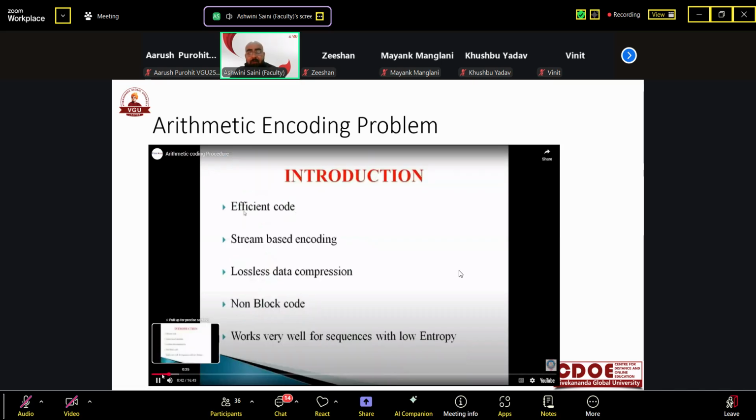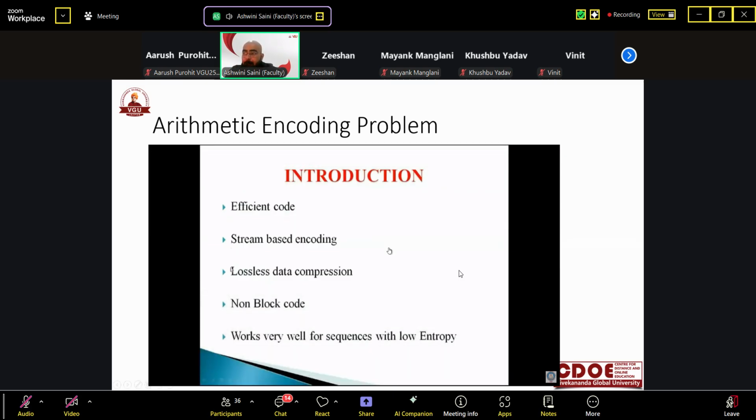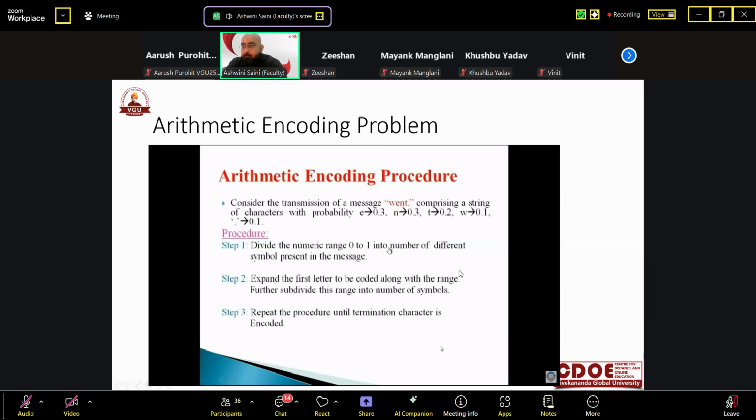In order to overcome this drawback, we are going for arithmetic coding. Arithmetic coding is a string-based encoding, that is, a source symbol is encoded as a string of code symbols. This technique is used in lossless data compression. This code is a non-block code, which means the arithmetic code does not generate individual codes for each character, but performs arithmetic operations on a block of data based on the probability of the next character. It works very well for sequences with low entropy.